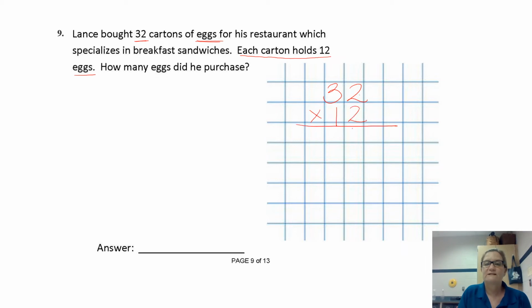2 times 2 is 4. 2 times 3 is 6. Add a 0 as a placeholder. 1 times 2 is 2. 1 times 3 is 3. 4 plus 0 is 4. 6 plus 2 is 8. Nothing plus 3 is 3. So we have 384 eggs.